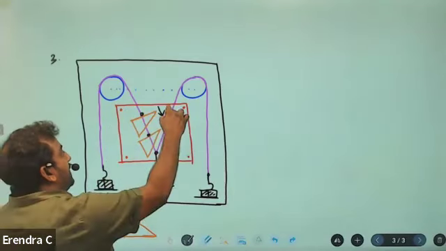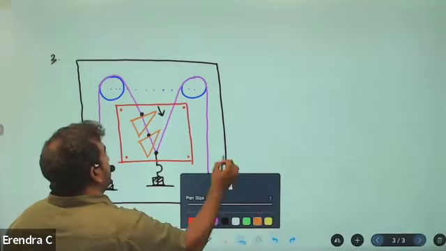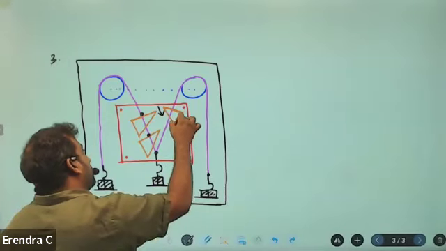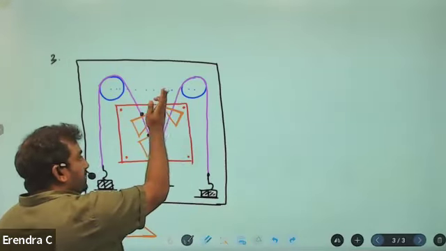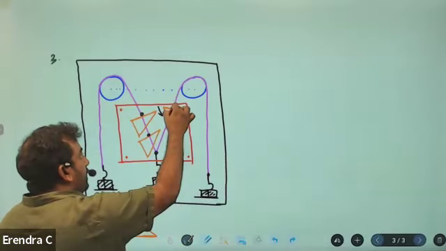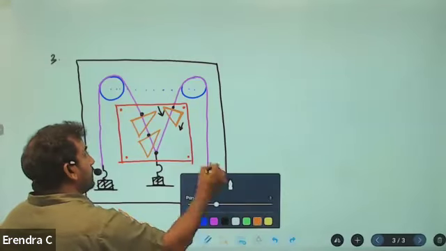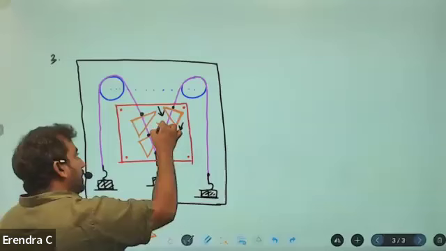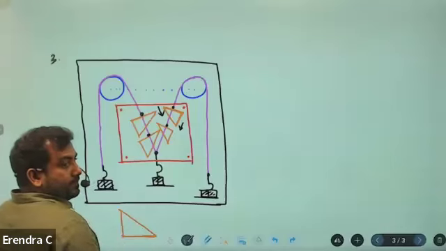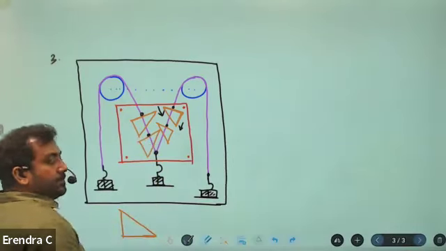Repeat the same procedure to the other side as well. Keep a set square here. Make sure the string cannot move sideways. Keep a dot there. Move the square forwards. Here you go. Keep a dot. And where all the string segments meet, keep another dot there.